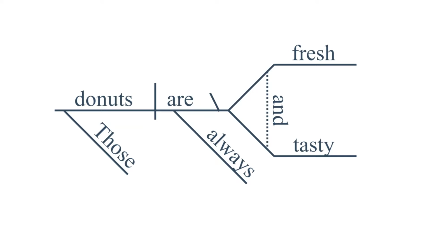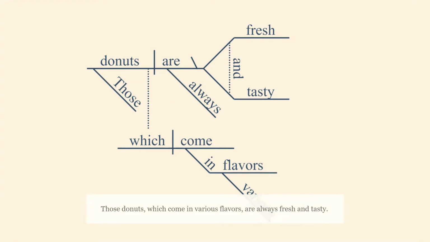Always is an adverb answering a question about the verb. They are fresh and tasty when? Always. And now we get to something a little more complicated. If the sentence said something like, those flavorful donuts are always fresh and tasty, flavorful would be an adjective.